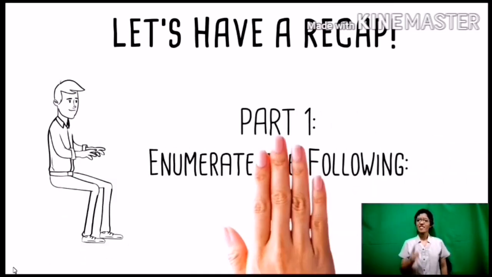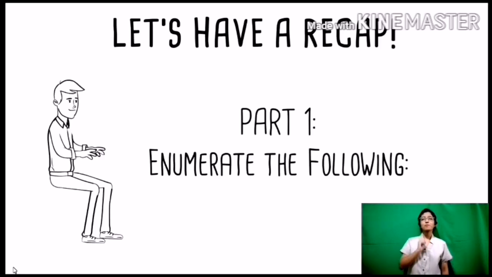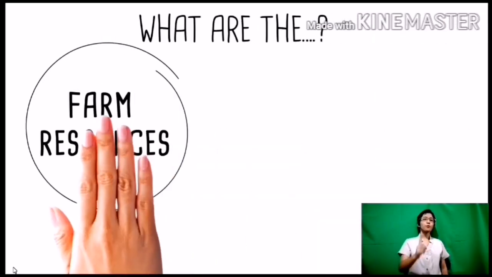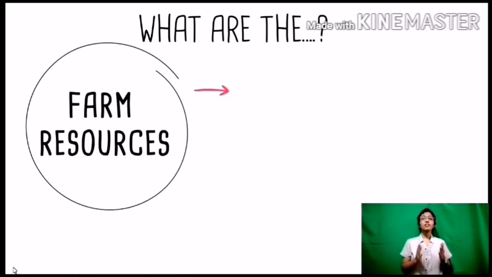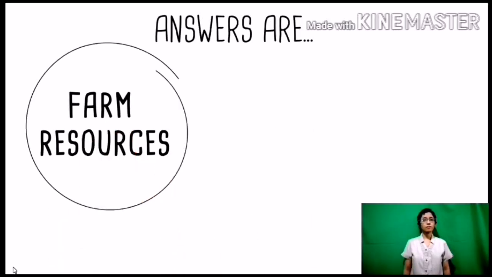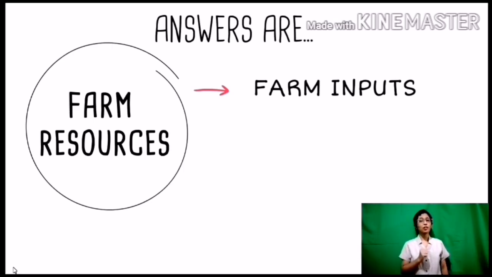Now that we're done, let's have a recap. First part is you have to enumerate the following. Number 1, enumerate the two farm resources. If your answers are farm inputs and farm labor, then you are right.